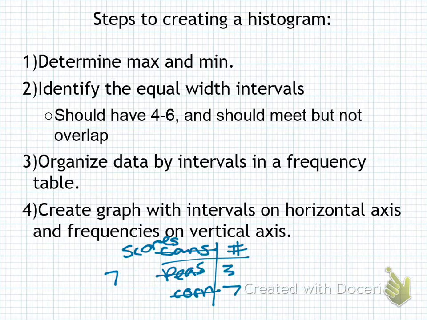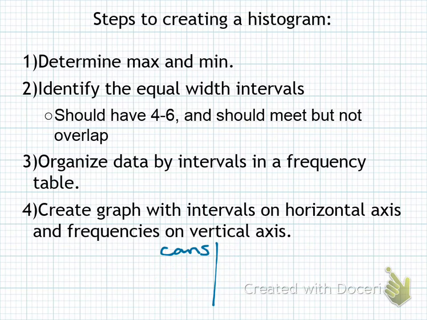After you have your table, you're going to create a graph with intervals on the x-axis, the horizontal axis, and frequencies on the vertical axis. At this point, it becomes a lot like a bar graph. With bar graphs, we looked at the frequency table and then made the graph with the categories on the bottom and the frequencies on the vertical axis. It's the same thing, but instead of a category, we'll have an interval. It'll be numbers that we're looking at, not who preferred lions. So go ahead, finish writing those down.